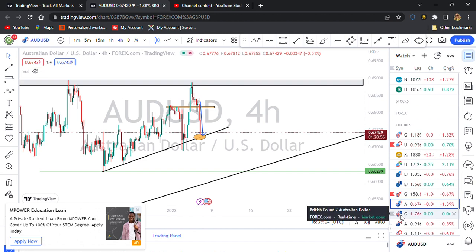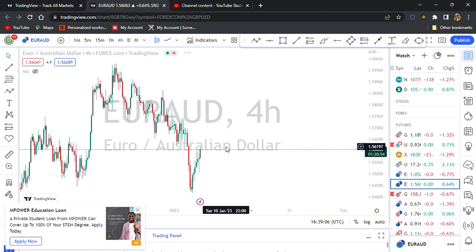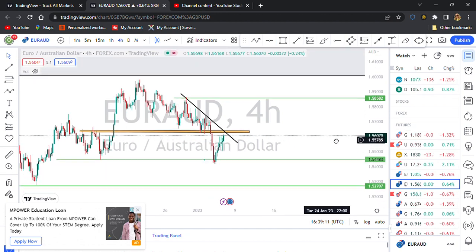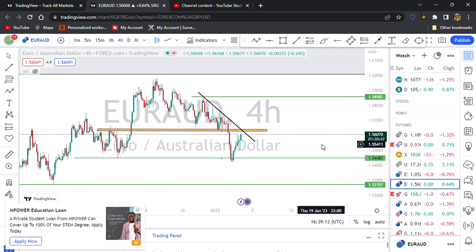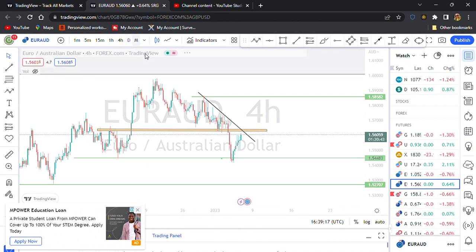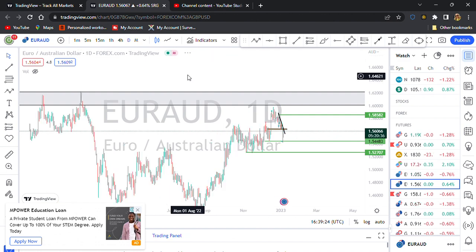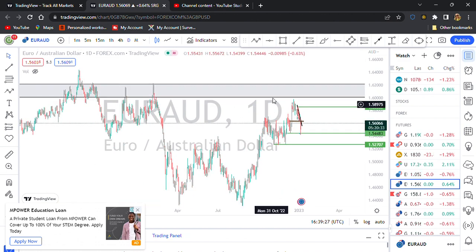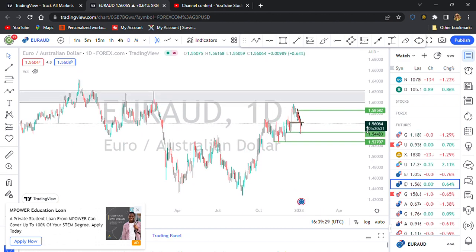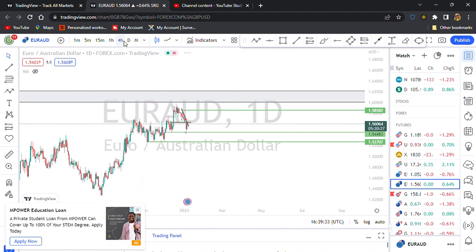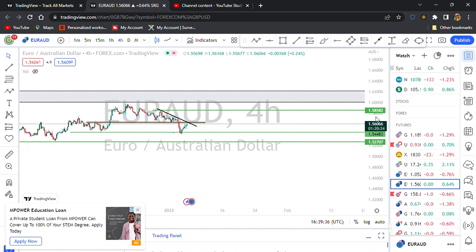Right, let me look for a pair. Let's see. Right, we can see what's happening. Let's say the news is coming. We know that on the higher time frame, Euro AUD is selling. It just got to its resistance and then it's selling, right? So what we have got to do is come back to the lower time frames and do what?